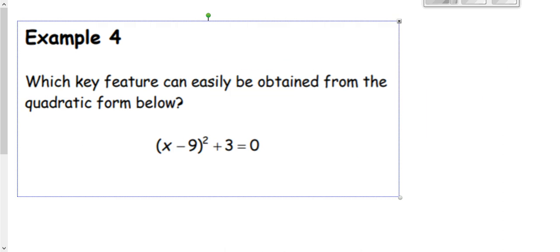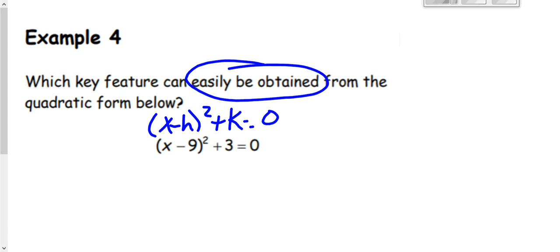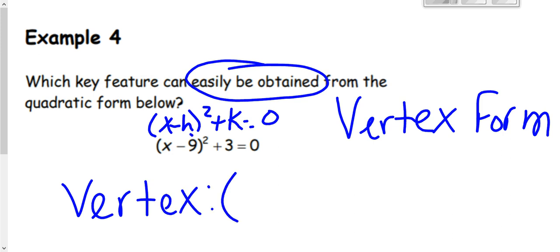Okay? Example 4, again, we have that easily be obtained, that key feature that we can easily see without doing any work. So first thing, let's see which form this is in. Well, this is in that (x minus h) squared plus k. Do you remember which form that is? That's vertex form. So what key feature do you think we can get from this? We can get the vertex. And what is the vertex? Remember, lies, then tells the truth. So that -9 is lying, it's actually a +9, but that 3 is telling the truth. So just by looking at this, I didn't have to do any work. I know that my vertex is (9, 3).